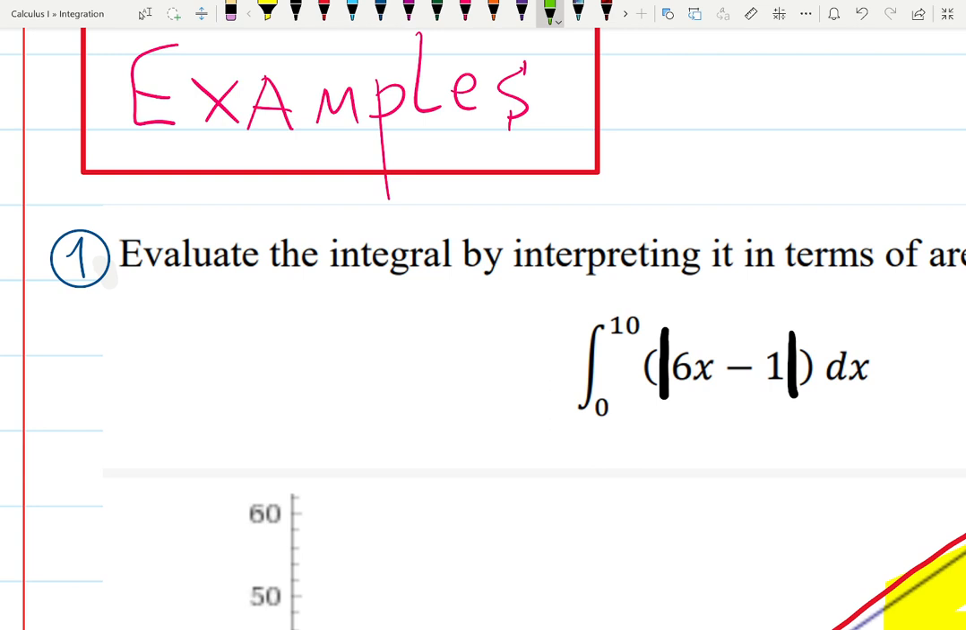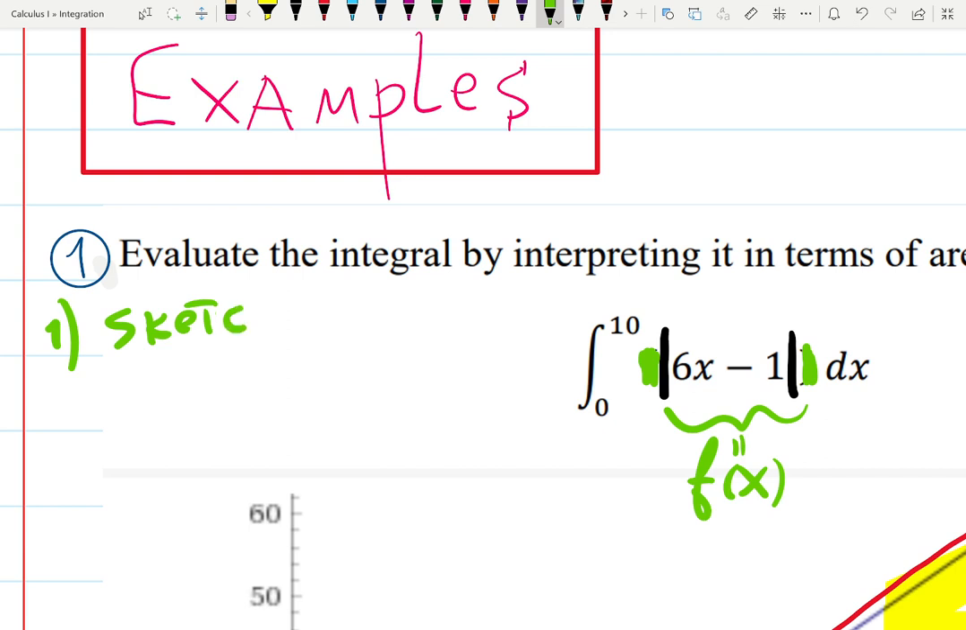Integral from 0 to 10 of the function absolute value of 6x minus 1, and those parentheses are not necessary there. Why did they put them there if it's already absolute value? dx. That means the function inside is f of x. Step 1, you can sketch f of x.